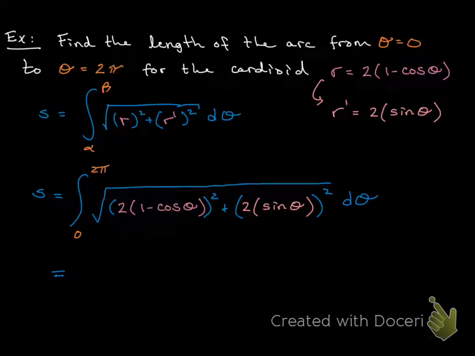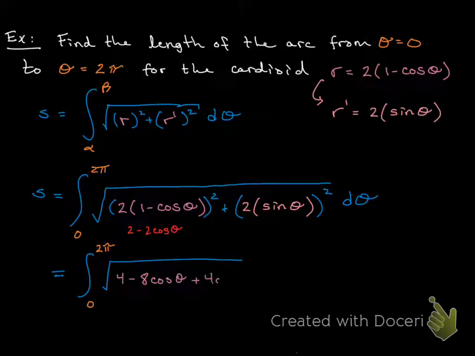For the first one, we probably want to write that 2 distributed in before we square. So that's the same as 2 minus 2 cosine theta. And when I square that, I should get a 4 minus 8 cosine theta plus 4 cosine squared theta. Okay, so that's foiled 2 minus 2 cosine theta. And then I have 2 sine theta squared, so really all that is 4 sine squared theta, d theta.